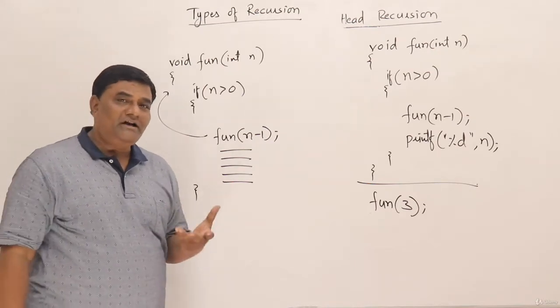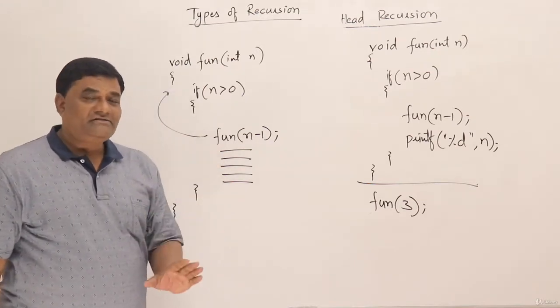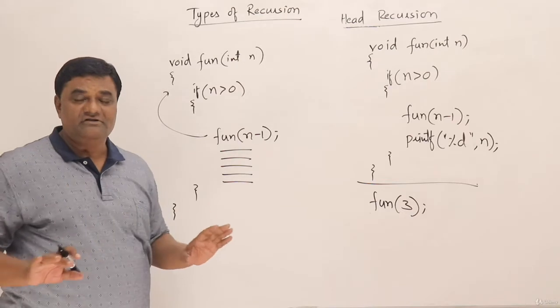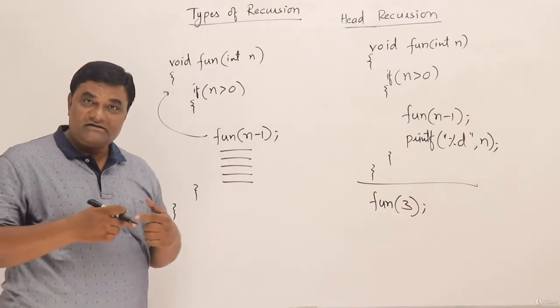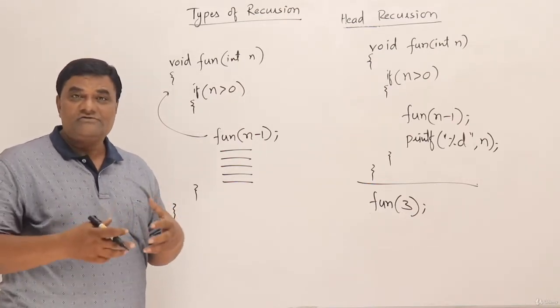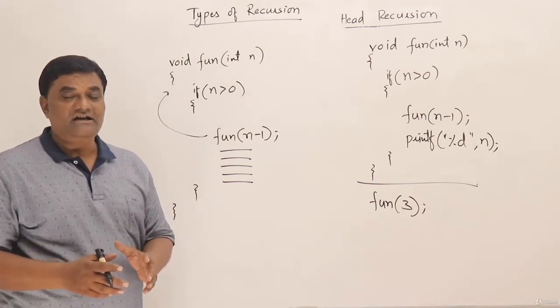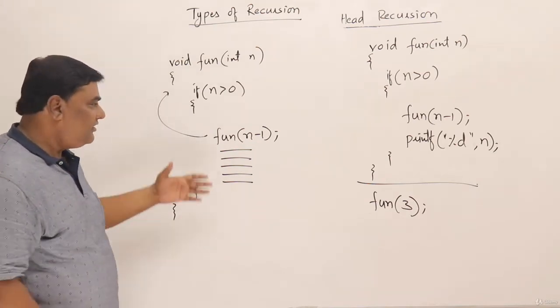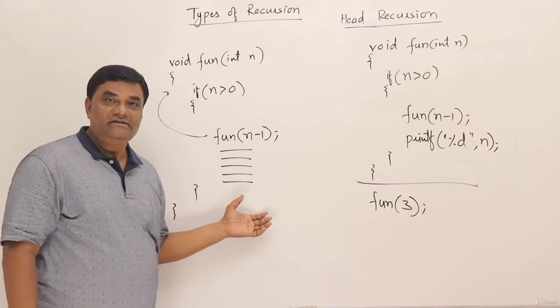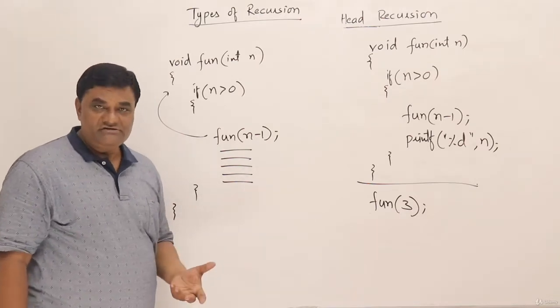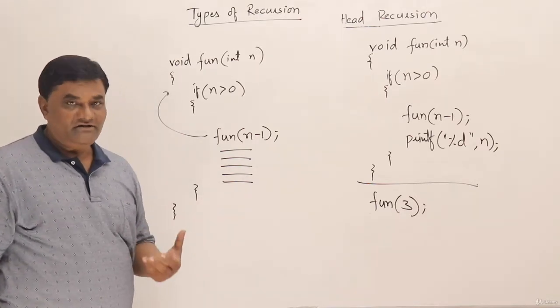So what do we mean by head recursion? It means the function doesn't have to process or perform any operation at the time of calling. It has to do everything only at the time of returning. So all the processing is done at returning time. Such functions are head recursion.